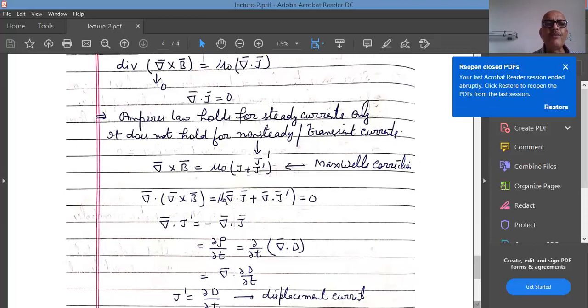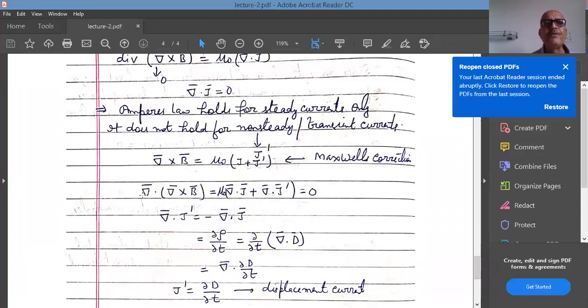Let us do the same thing once again. We take the divergence of both sides. Again, the divergence of the curl on the left hand side is equal to 0, and therefore the right hand side must be equal to 0. So divergence of J plus divergence of J dash is now equal to 0. J dash is the unknown quantity because that is the correction term used by Maxwell. Therefore divergence of J dash is equal to minus divergence of J.